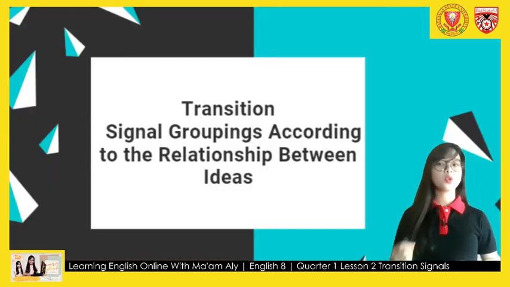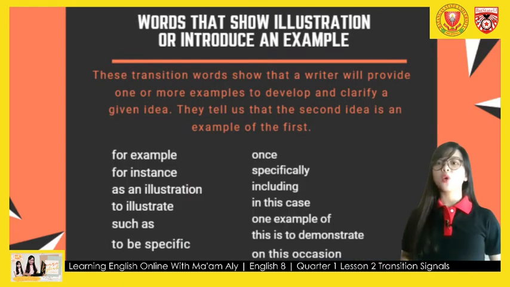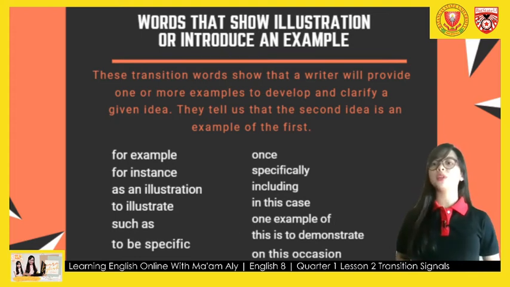Let's have the groupings of the transitional signals according to the relationship between ideas. The first is words that show illustration or introduce an example. These transition words show that a writer will provide one or more examples to develop and clarify a given idea.